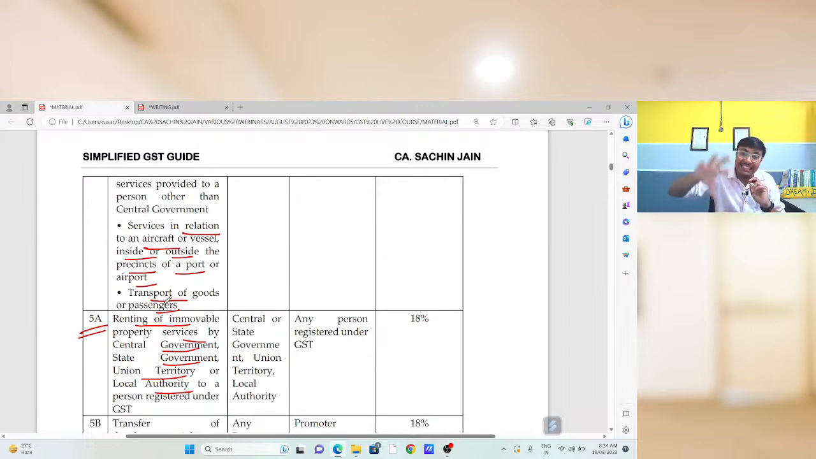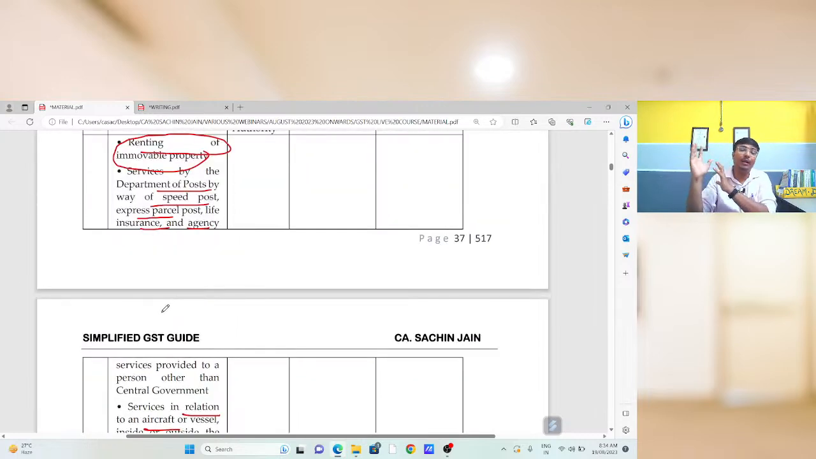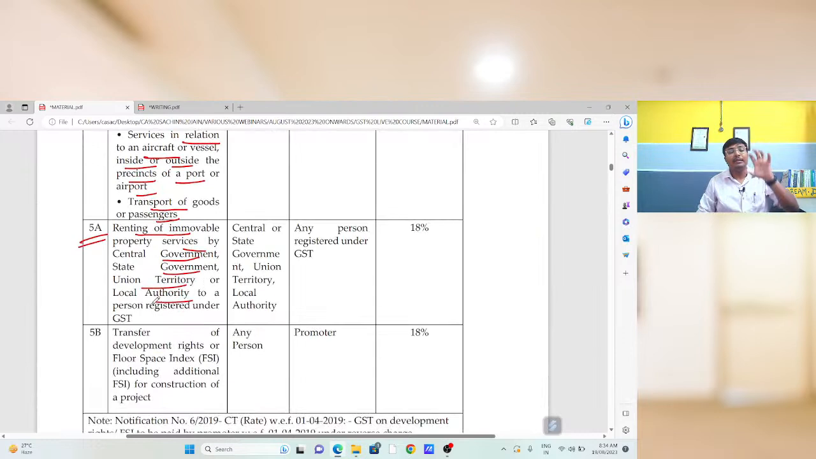That means except all those services, all other services provided by the central government, state government, union territory, or local authority will be covered under the reverse charge mechanism. That means in that case the recipient has to make the payment of taxes. Sir, I am repeating these concepts again and again for your conceptual clarity so that you can memorize the things and the logic shall also be clear in your mind.